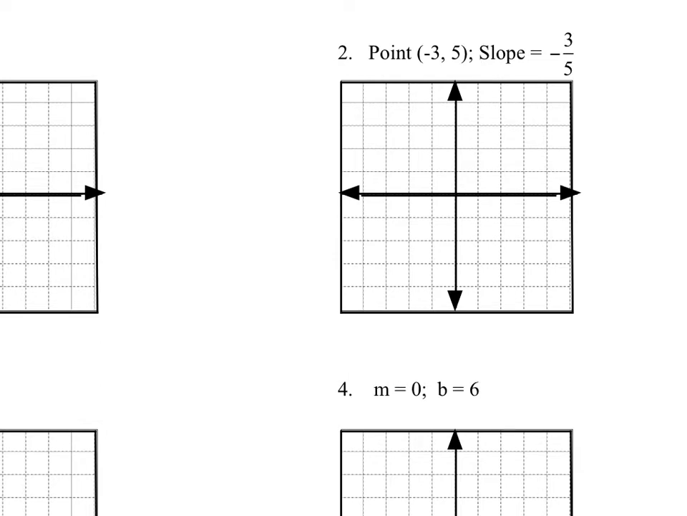So first thing we're going to do is plot our point. Over -3, up 5. I should specify that. And then we are going to go down 1, 2, 3, over +5: 1, 2, 3, 4, and 5. Alright, so then go ahead and connect those two points, and it'll look something like that.